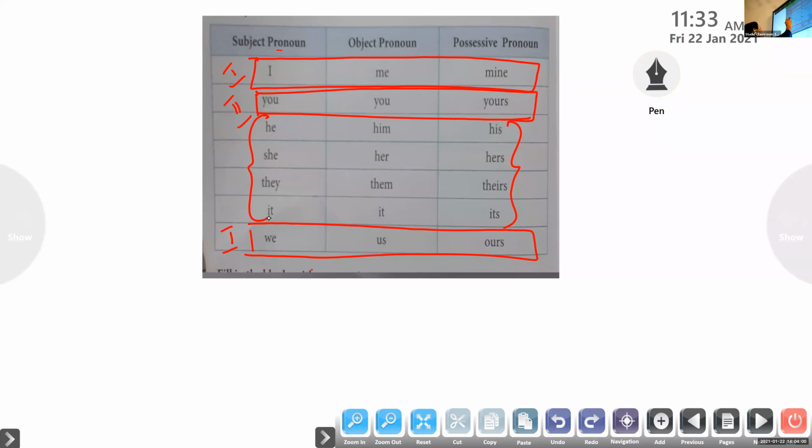So, he, him, his, she, her, hers, they, them, theirs, it, and its. So look into your book very carefully. It is clearly given in your book. Have you learnt about the three different forms? These are the third person.